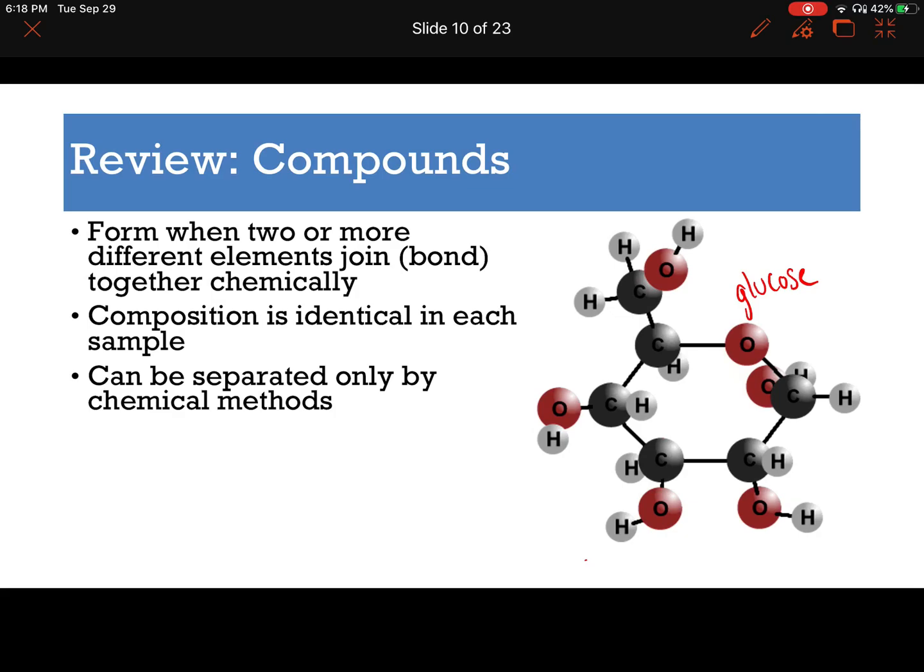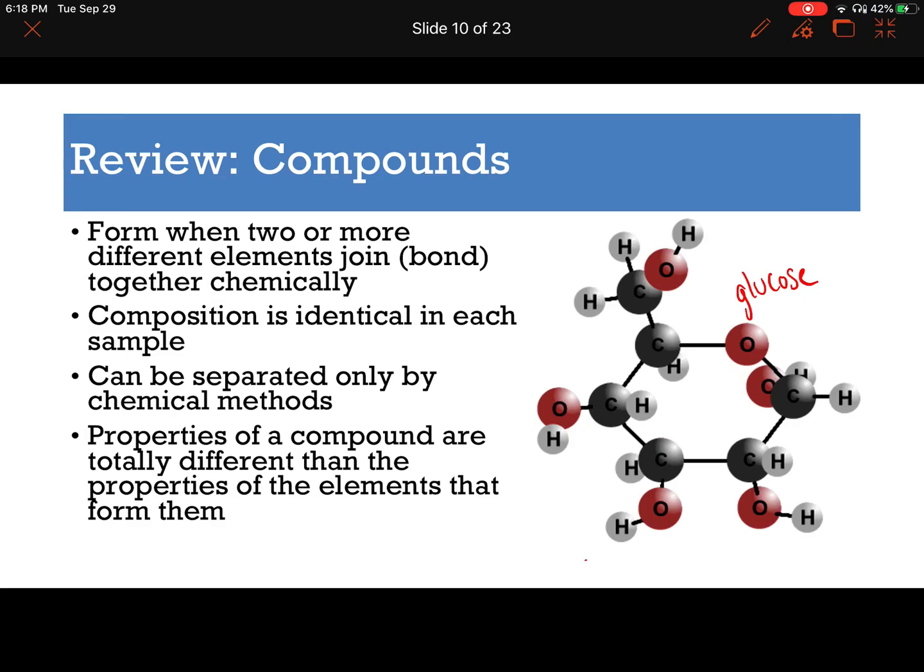And you can break down this glucose molecule, and that's part of what digestion is, but that only happens through different forms of chemical methods, so different chemical reactions. And the properties of a compound are totally different than the properties of the elements that form them. So if you have NaCl, that is your standard table salt. You eat it, it's fine, tastes pretty good. If you add it to your water when you're making pasta, it's fine.